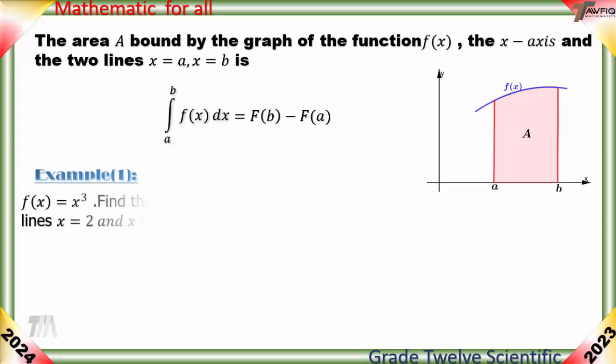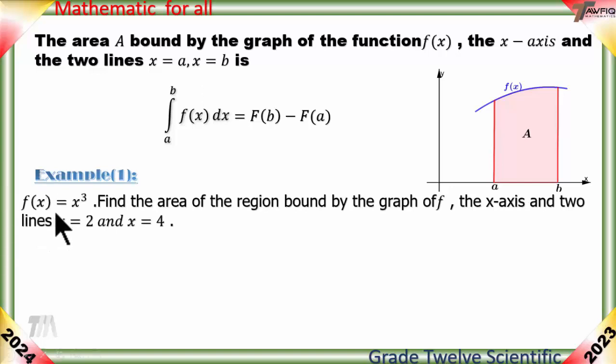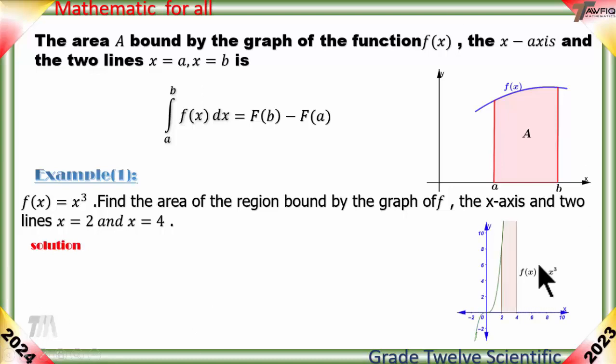Example 1. f of x is equal to x cubed. Find the area of the region bounded by the graph of f, the x-axis, and two lines x equal 2 and x equal 4. As we see at the graph of the function, the area is over the x-axis, so it is a positive area. Then this area is equal to the integral from 2 to 4 of x cubed dx.